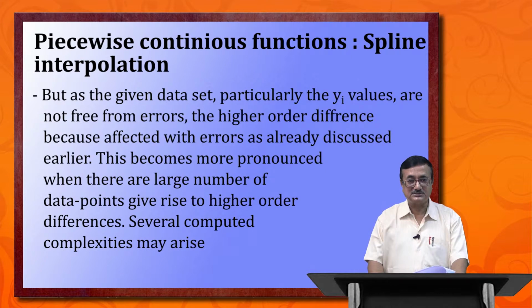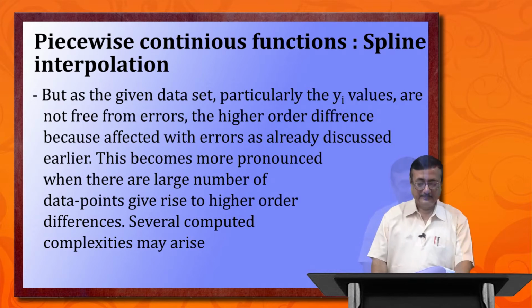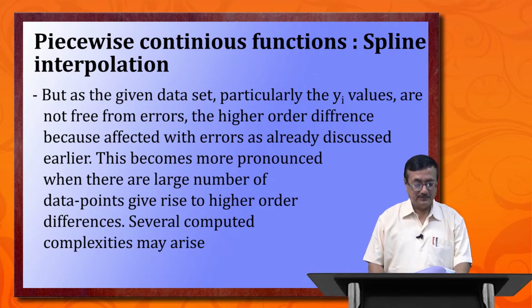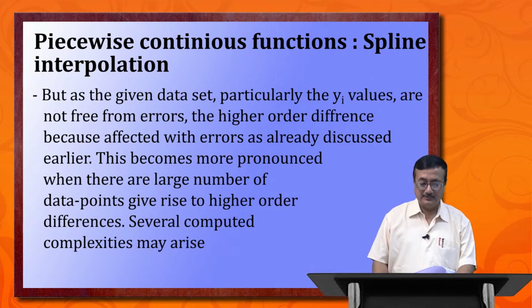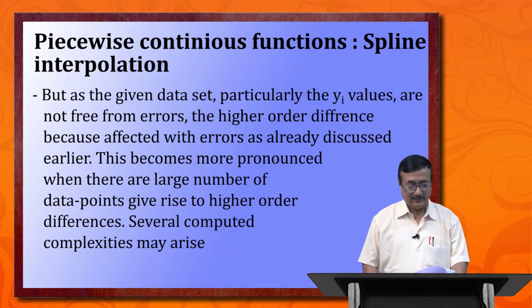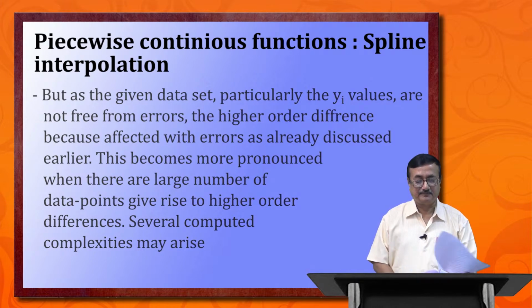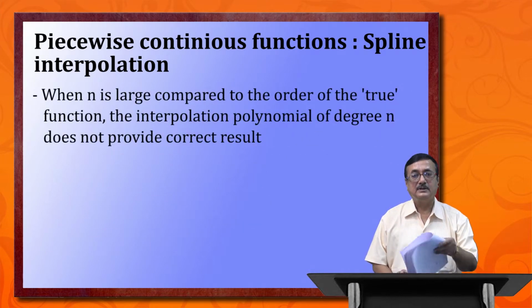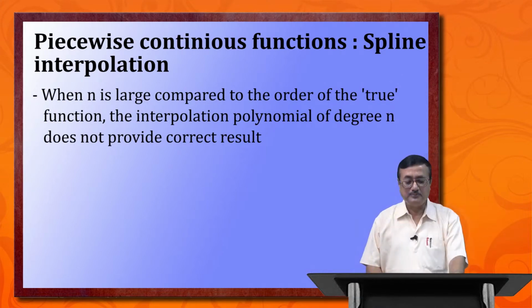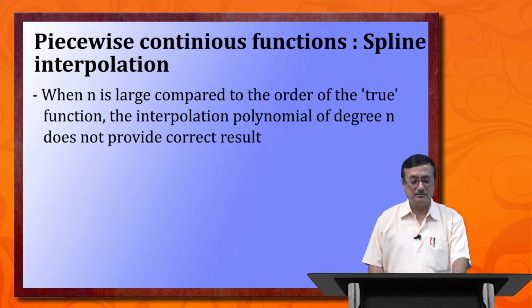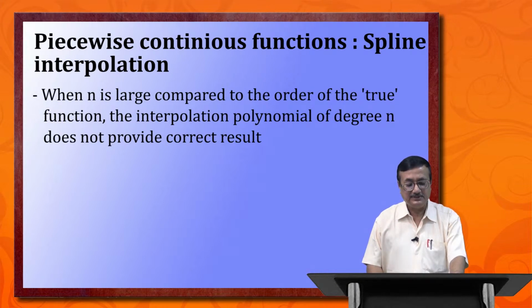Please note that it was discussed where we considered the noise level in a difference table. This becomes more pronounced when there are a large number of data points. This will give rise to higher order differences and several computational complexities will arise. When n is large compared to the order of the true function, then the interpolation polynomial of degree n does not provide the correct result.